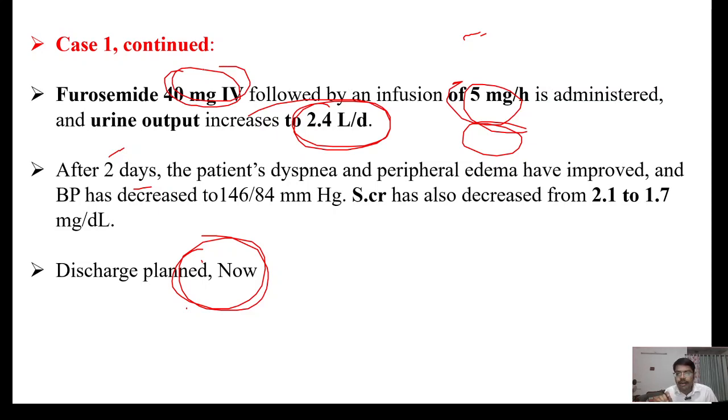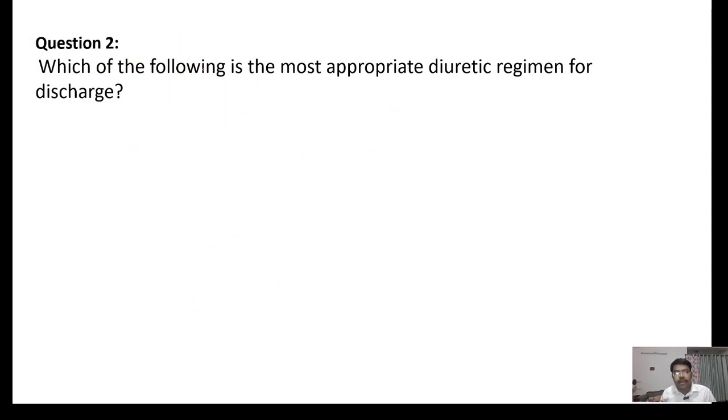This question, all the postgraduate students who have posted under the nephrology department, at every discharge they have this doubt. Sir, patient is on IV furosemide 40 mg. What should be the equivalent dose? You will understand it better as the discussion goes on. What are the options you have to convert it? So which of the following options is the most appropriate diuretic regimen you will select?